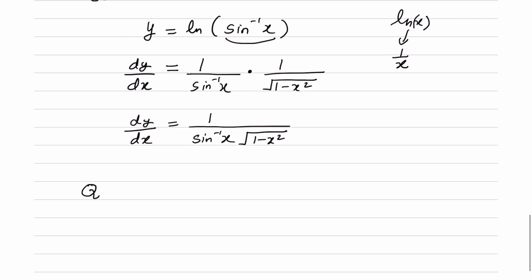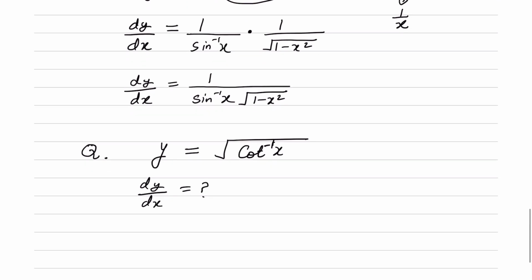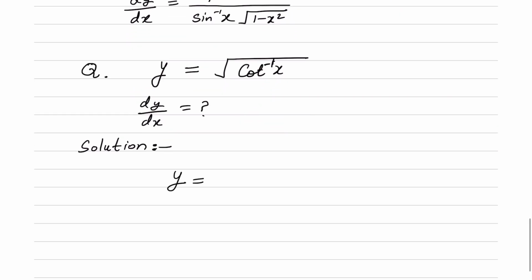Let's find the derivative of another expression. y is equal to square root cot inverse x, and we have to find the derivative here. Let's rewrite this expression y as cot inverse x to the whole power 1 by 2. Now to find the derivative, we can see that y is written as cot inverse x and the whole power is 1 by 2. Whenever there is a whole power on a function and we have to find its derivative, we will start applying the power rule.